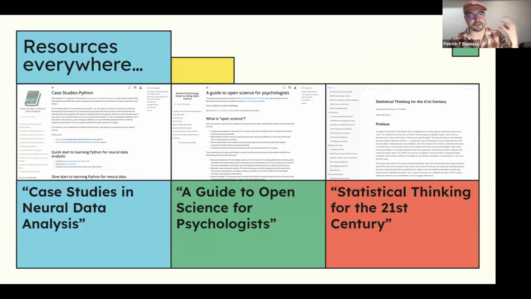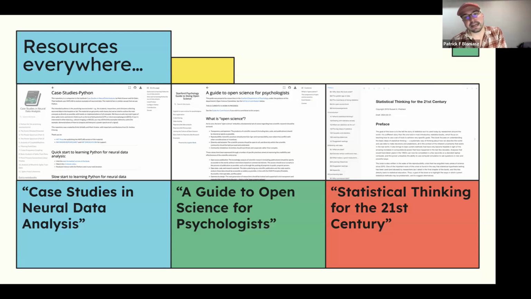So it might be neuronal spiking data, it might be EEG data, and it gives you a lot of the foundations for the types of plots and analyses that you would expect to have, as well as explaining the math in a pretty accessible way. So I highly recommend that.